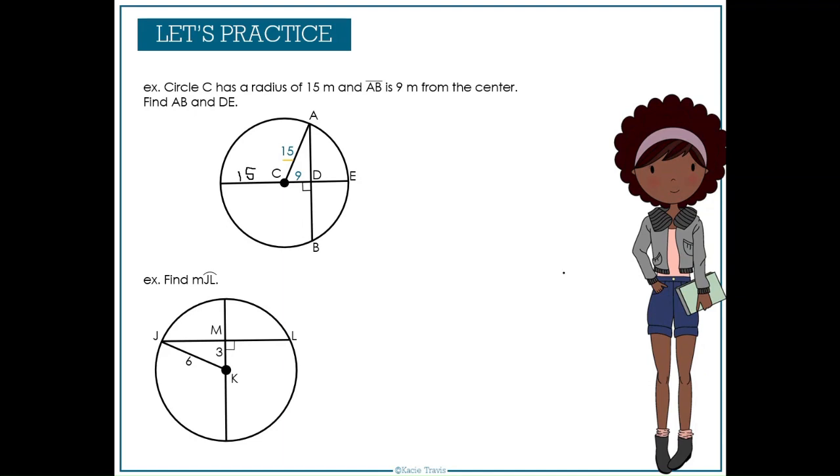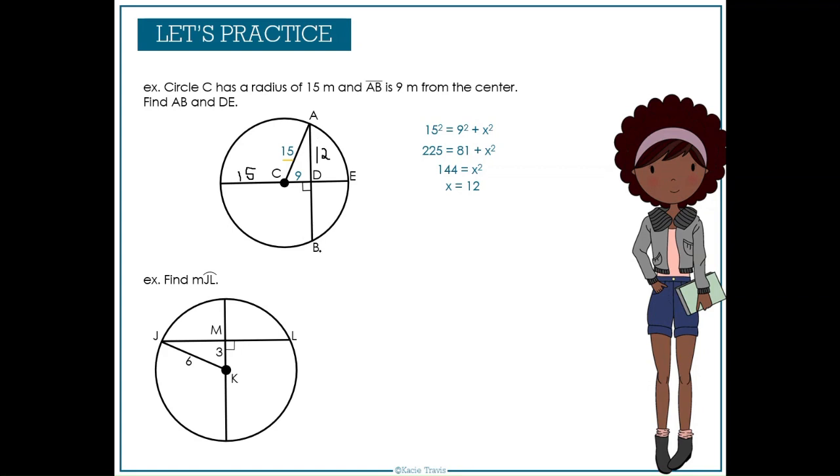We got ourselves a right triangle, so let's go and Pythagorean theorem it up. We got 15 squared, that's our hypotenuse, is equal to 9 squared plus x squared, which is that side going from A to D. I got 225 is equal to 81 plus x squared. I subtract both sides by 81, which gets me 144, which means that x is 12. Now, that 12 is this right here.